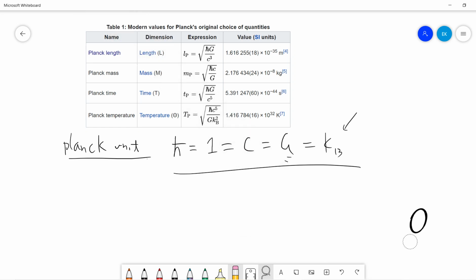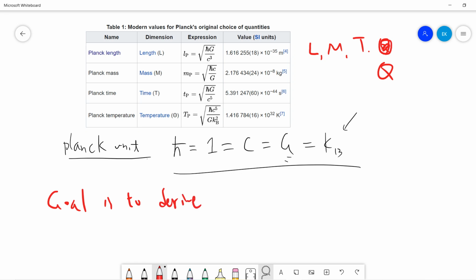Now the rest of the video just wants to derive the units. There are four natural units. If you first learn physics, you know there's length, mass, time, and temperature. Because T for temperature would coincide with time, I use Q as the temperature, just for fun. The goal is to derive all these expressions from unit analysis. Probably this is the most important one.